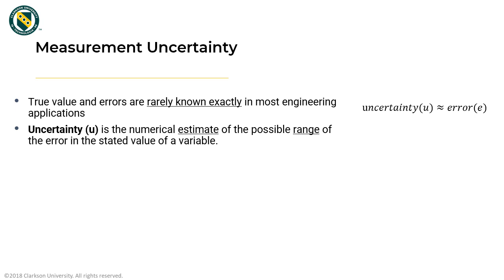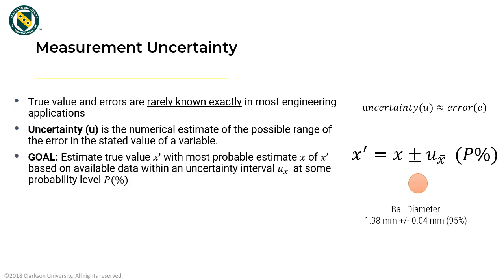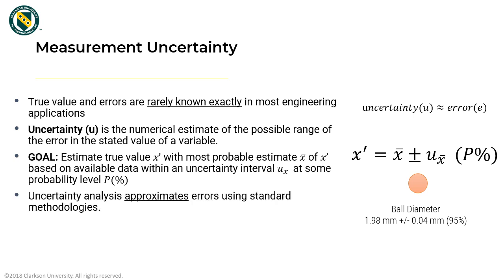Uncertainty is a property of a test result. Uncertainty values are error estimates assigned to an instrument or a measurement. Formally, our goal is to estimate the true value of the variable x prime using the average observed values, x bar, and the uncertainty estimate range u, calculated with probability p. Uncertainty analysis approximates errors using standard methodologies. Generally, we combine uncertainty of estimates of random and systematic errors, but here we mainly focus on how to estimate the uncertainty arising from the effects of random error or random uncertainty.